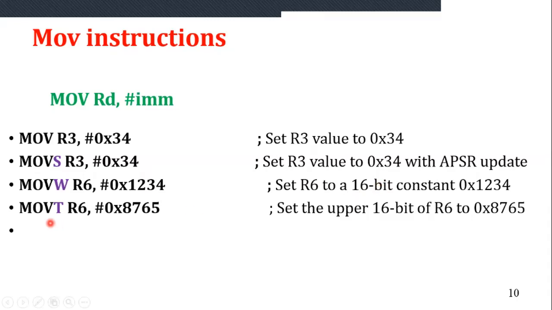Okay, next it is MOVT. T is nothing but top. Suppose I want to store a value in the top 16 bits. My registers are 32-bit, so you have two parts, upper 16-bit and lower 16-bit. If I want to store in the upper 16-bit, I can use this one: 0x8765. It sets the upper 16 bits of R6 to 8765. If I want to set the value 8765 in my upper half, then I can use the MOVT instruction.